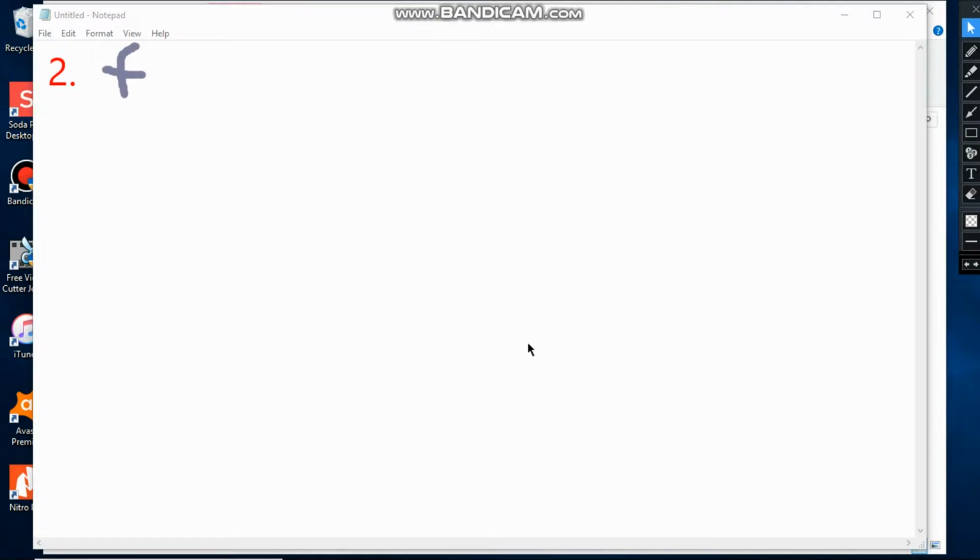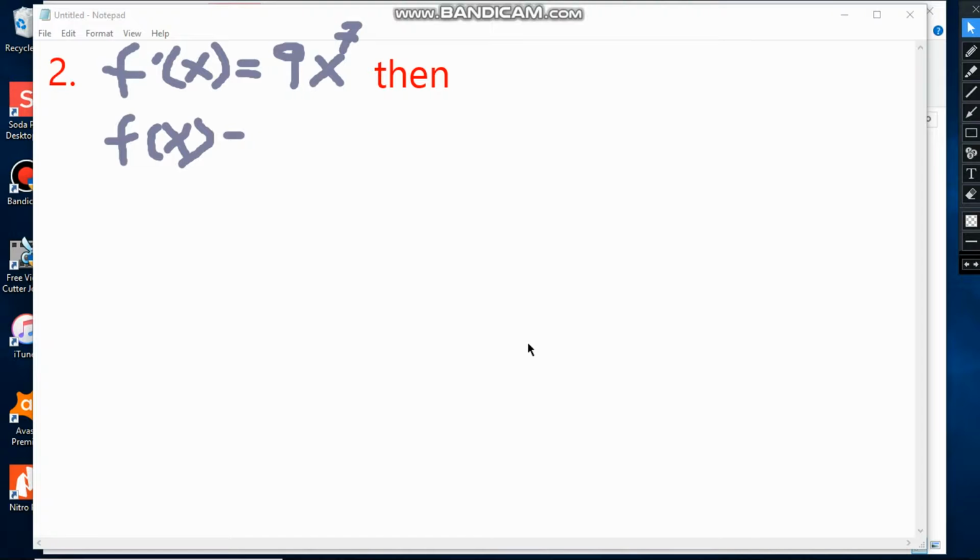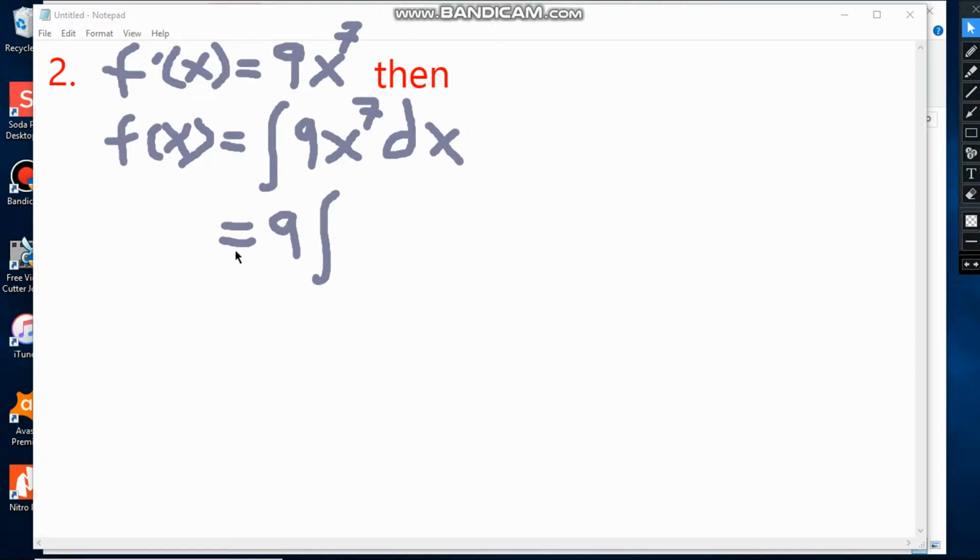Okay, let's look at example number 2. If f dash of x is equal to 9 times x raised to 7, then how can we get f of x? We place at the position of f dash of x the value 9x raised to 7, times dx. Since 9 is a constant, we take it out of the integral sign, and we remain with this expression.